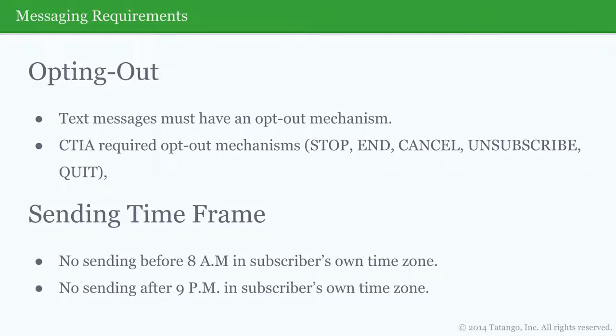The second piece is sending time frame. You cannot send before 8 a.m. in a subscriber's own time zone, and you cannot send after 9 p.m. in a subscriber's own time zone. So that makes a lot of sense too, because no one wants to get a text message before 8 a.m., and I'm already in bed by 9, so I don't want to receive any text messages either. But again, that's part of the TCPA.